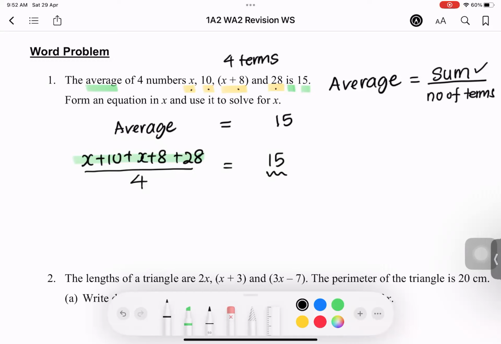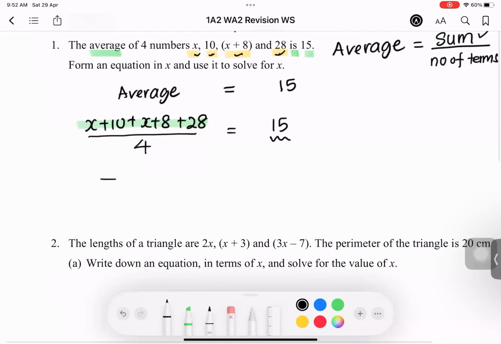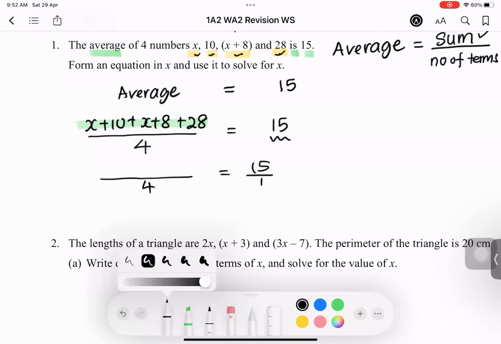Okay, so we take these 4 terms, 1, 2, 3, 4, we add them together. Now we simplify our numerator. Anyone can help me simplify the numerator? What will it become? Like terms together, x with x, number with number. Okay, somebody said 2x, and then number plus 10. 10 plus 8 plus 28, total how much? 46. Okay, thank you very much, plus 46.